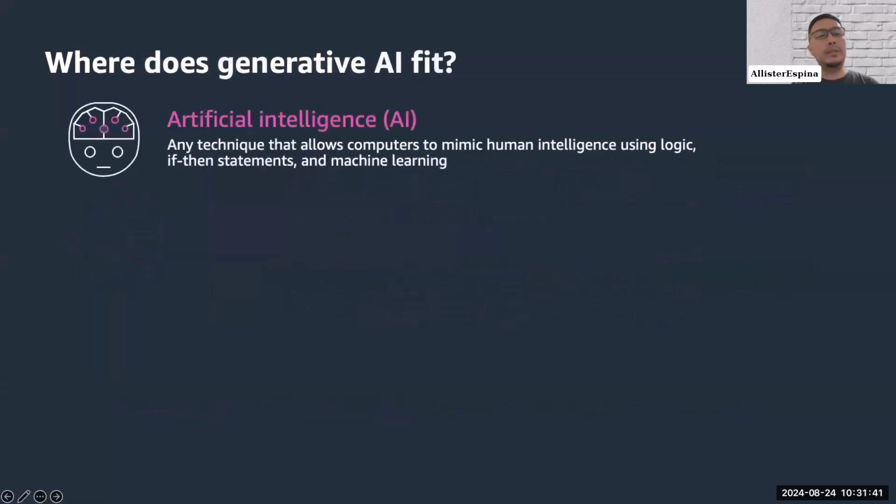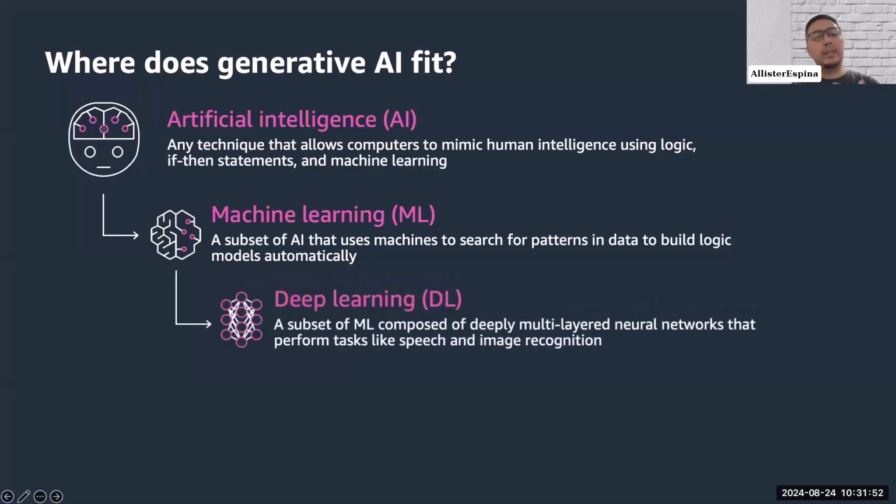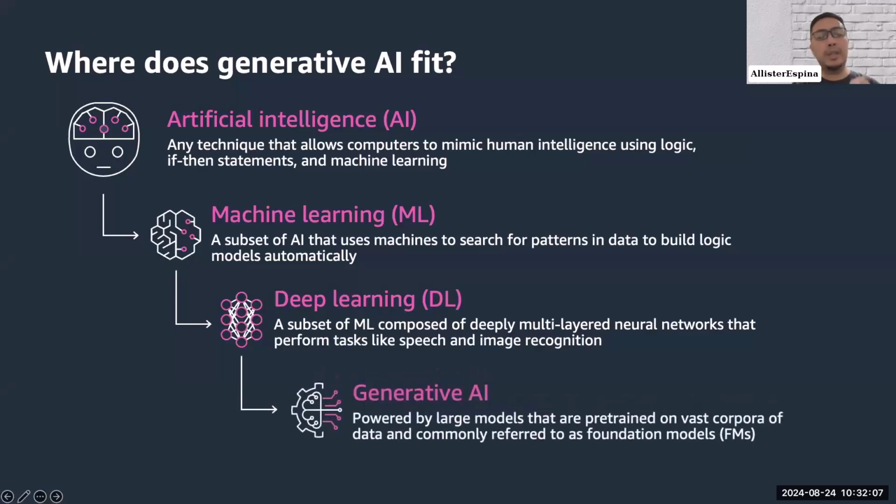So where does it fit? We know that you have AI, and a subset of it is machine learning, so more on predictive patterns and models. And then a subset of ML is deep learning, and this is what enables image recognition and natural language processing that mimics how our human brain works. And then a subset of that is Gen AI, so it's powered by the large language models that are pre-trained.